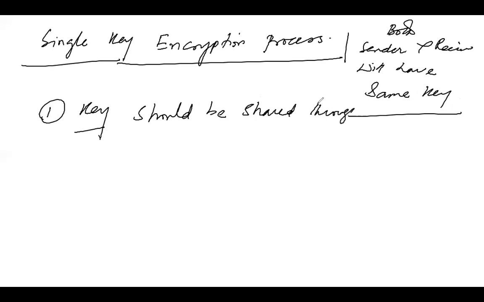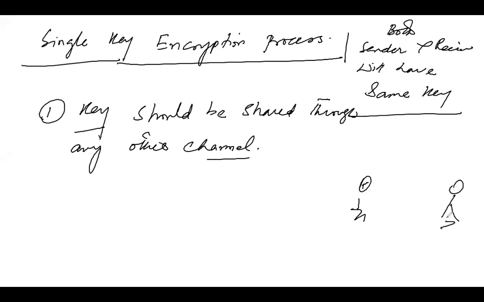through any other channel. For example, if this is a sender and here is the receiver node, then they can meet somewhere in the restaurant and can share the key with one another. So he's giving this key to this, but the same communication channel should not be used over here.